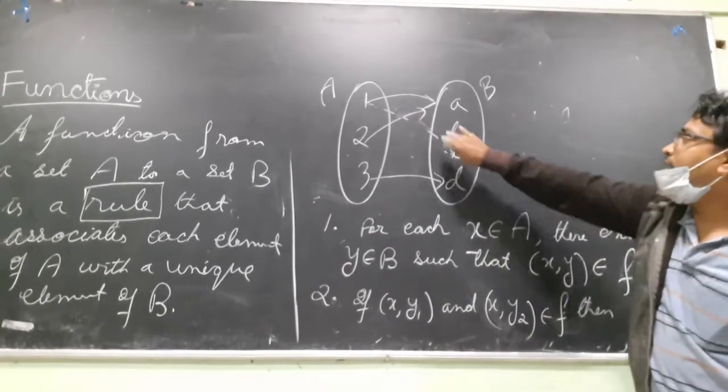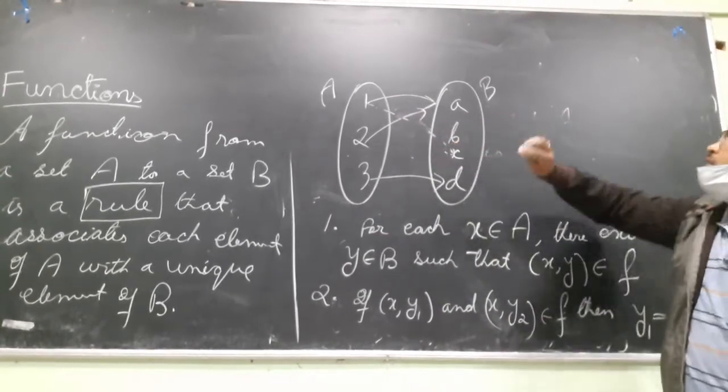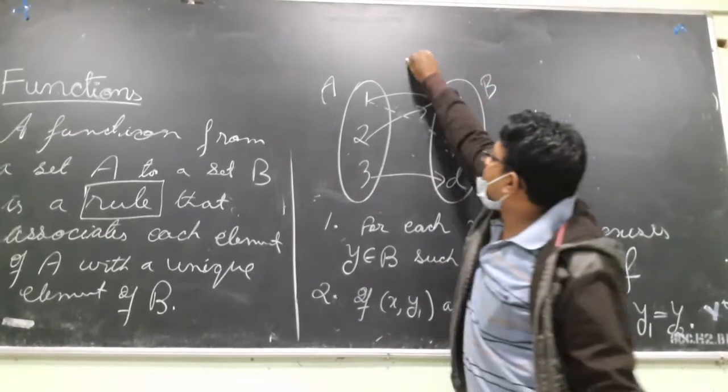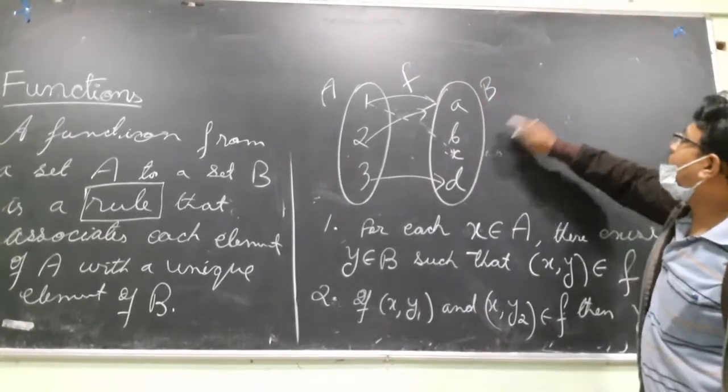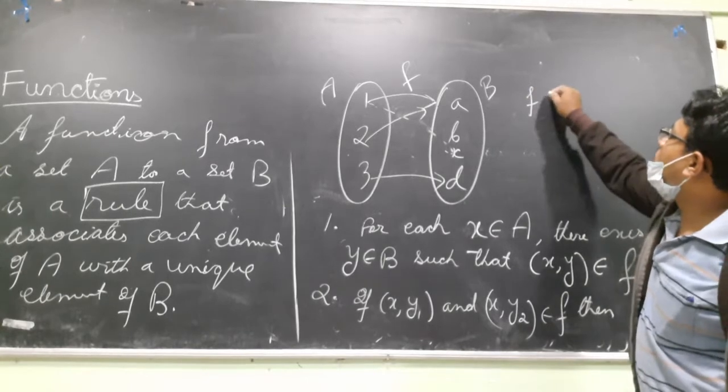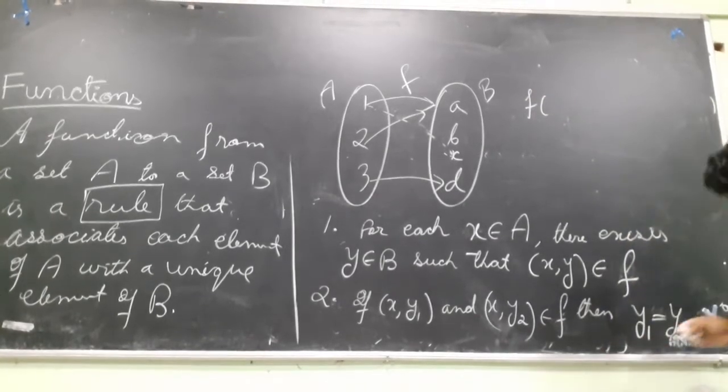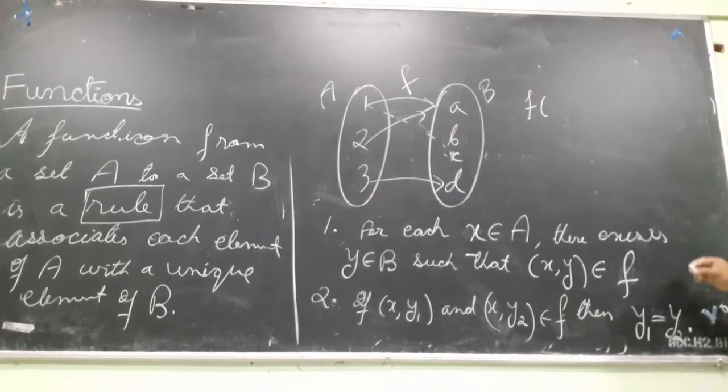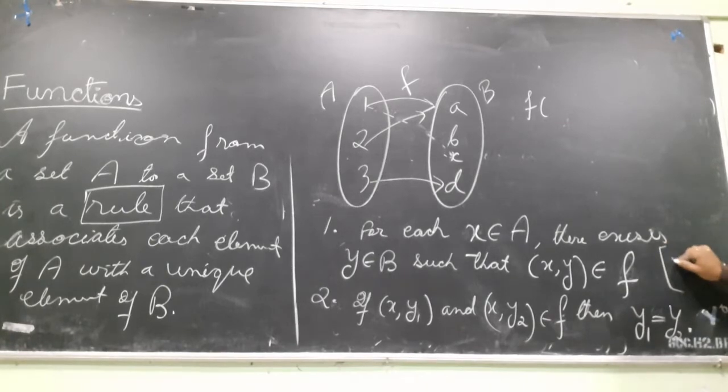So in a diagram we write it this way. Suppose this is the function f. So under this function what happens? F of 1. We write this as f of 1. (x, y) belongs to f is written as y equal to f of x. So we write it this way, y equal to f of x.